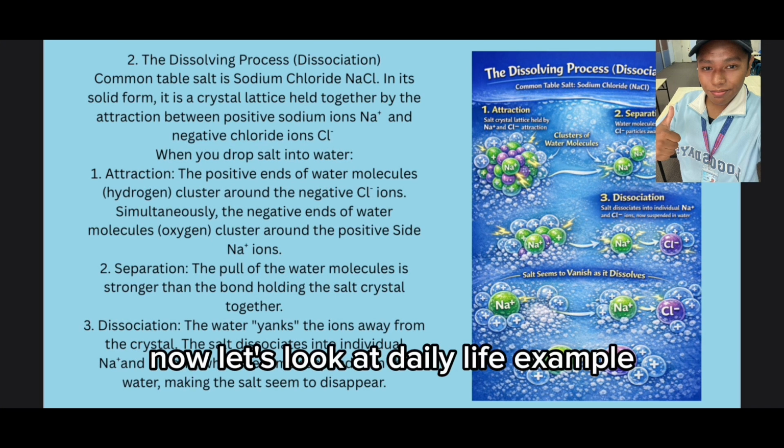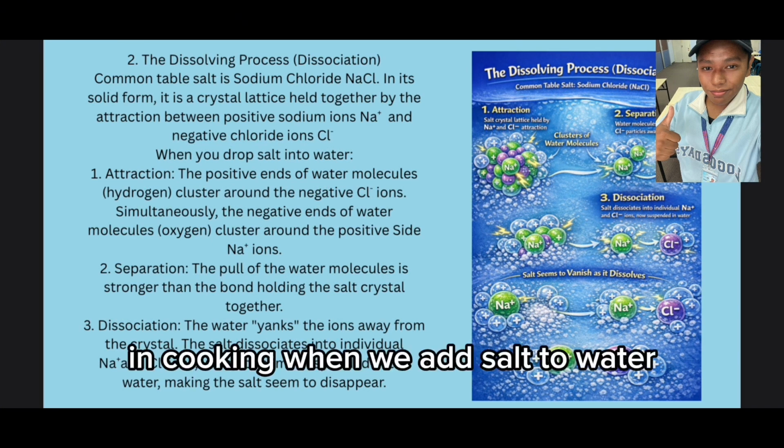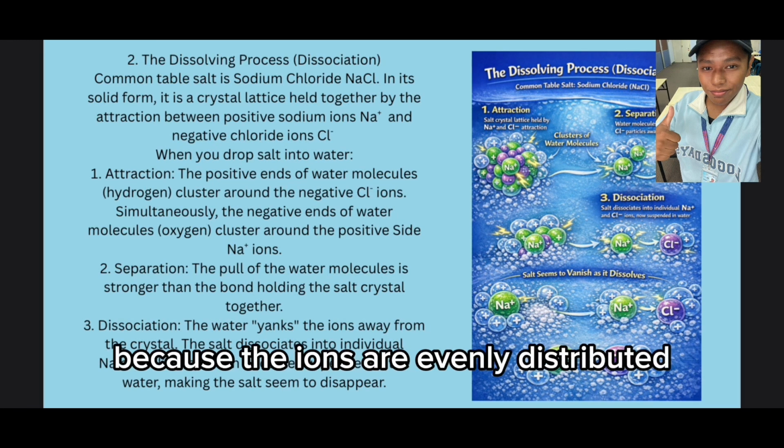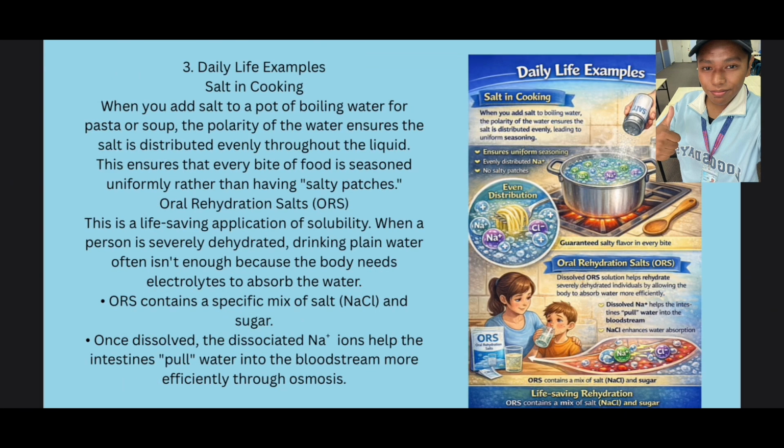Now, let us look at daily life examples. In cooking, when we add salt to water, the salt dissolves completely because the ions are evenly distributed. The food becomes evenly seasoned instead of tasting salty in only one area.